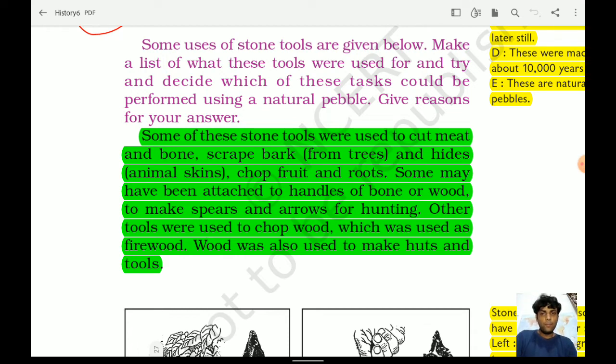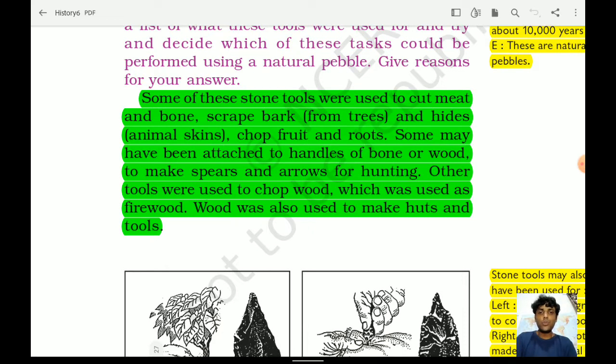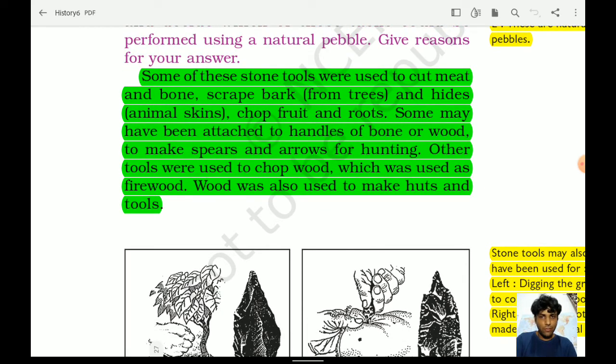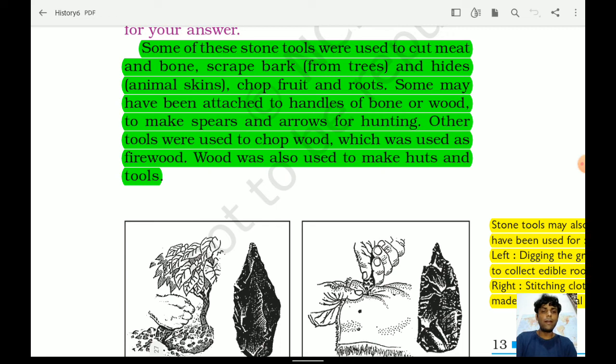And the stones must have also been used to chop fruits and roots, and some may have been attached to a handle of bone or wood, as we were referring to earlier, to make spears and arrows for hunting, so they were also used as a weapon. Other tools were used to chop wood, which was used as firewood. Sometimes they might have chopped the wood in case they wanted to use it as firewood, right?